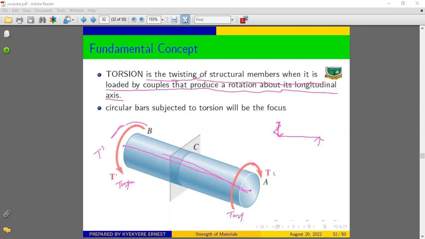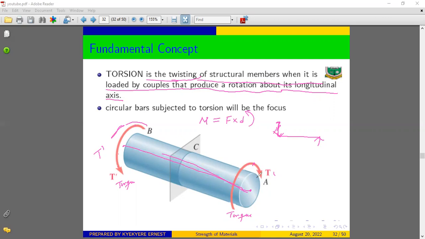The two torques are forming a couple, which is causing twisting of the structure which we have on the screen. So what is a torque? We can say that torque is a moment force. We know that moment is equal to force times distance, which is a rotational force. So torque is a moment force or a rotational force that causes rotation around an axis. In this case, you can see that this force will cause rotation along the longitudinal axis. So these forces are referred to as rotational force or moment force, which we refer to as a torque.